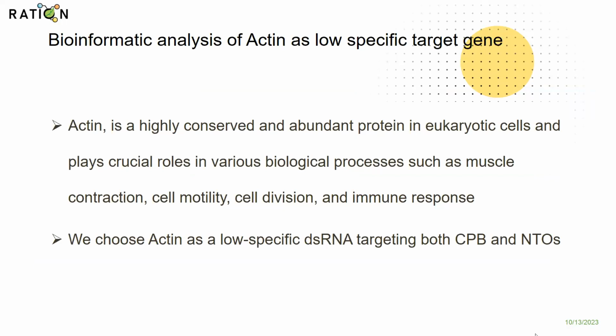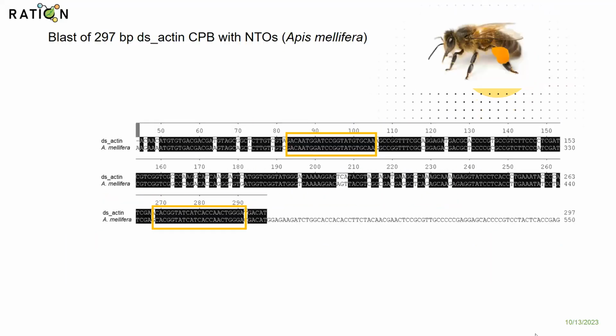And so here I will show you some of the bioinformatic analysis we did within the task 4.1. And here, as I told you before, we used actin because it's a highly conserved and abundant protein in eukaryotic cells and plays crucial roles in various biological processes such as muscle contraction, cell motility, etc. And here, as I said, we chose this actin as a low specific double-strand RNA targeting both the CPB and other non-target organisms. So what we did, we just aligned the double-strand RNA targeting the actin in the CPB, which has been published.